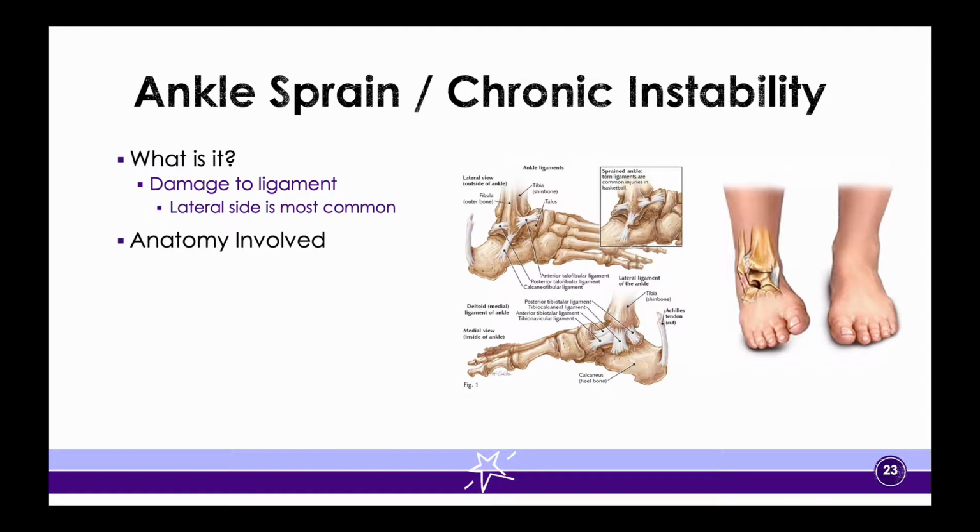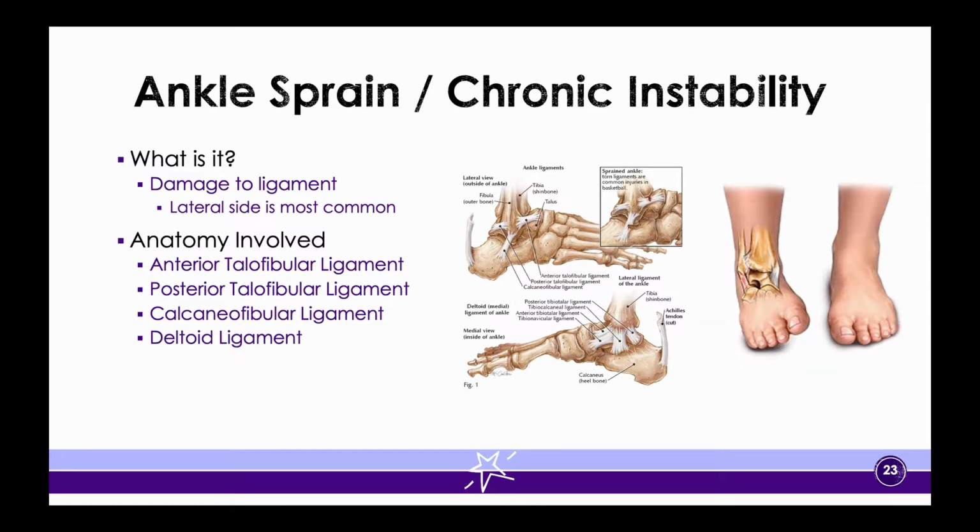So taking a look at our last condition, it's going to be our ankle sprain and chronic instability. So what is it? It is damage to the ligaments. Remember we talked about the lateral side, the anterior talofibular, posterior talofibular, and calcaneofibular ligaments, or to the medial side, the deltoid ligament. But remember, it really is more common in that lateral side. So those are our ligaments that are involved with our ankle sprains acutely and or with having chronic instability of the ankle. Affected motions could be dorsiflexion, plantar flexion, inversion, eversion, and sometimes it's just more heavily weighted towards one versus the other.